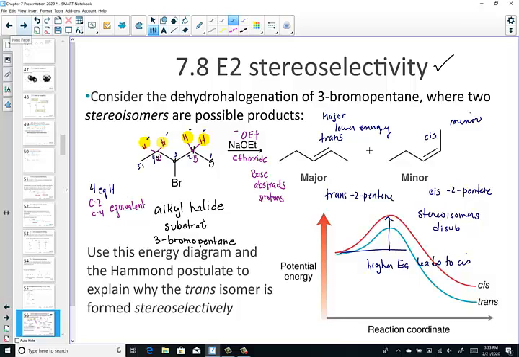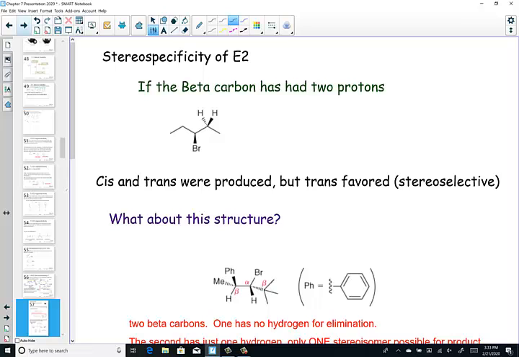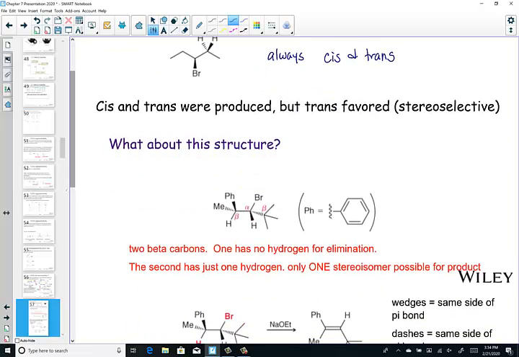But if the beta carbon has 2 hydrogens, 2 protons, the cis and trans were produced. What about this structure? Draw this with me on your paper. Remember that phenyl is an aromatic ring, and if you name it as a substituent branch, instead of naming it benzene, you name it phenyl. Let's draw this together. We have a carbon, carbon, and carbon, and here let's put bromine, knowing that that's the leaving group.